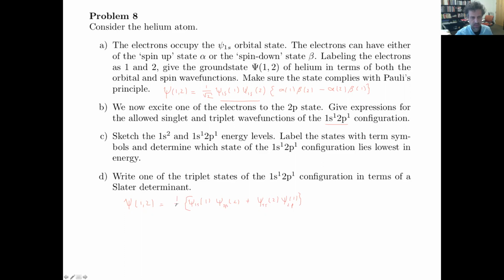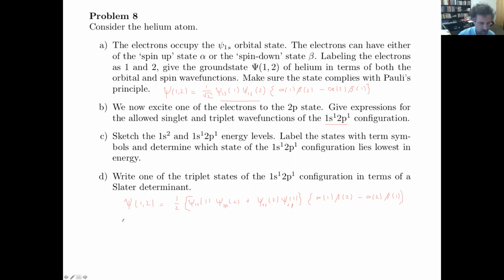Okay, so this is the symmetric orbital state for an electron in the 1s and an electron in the 2p. And then I multiply that by the antisymmetric spin state, which is the same spin state we had above. That has not changed: alpha 1, beta 2, minus alpha 2, beta 1. Okay, so that is the singlet state.